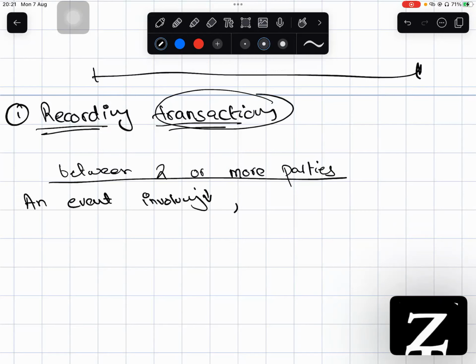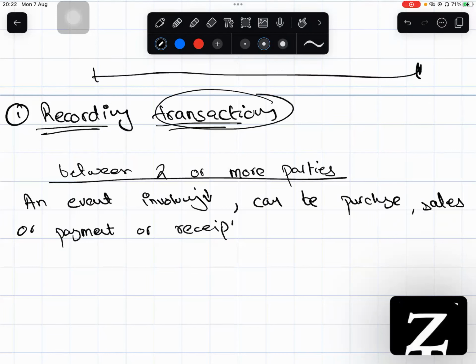And that event can be purchase or sale or payment or receipt of cash or any other component.